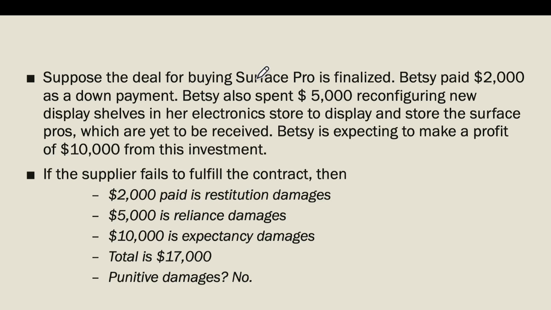Now in this case, what would be the nature of damages? First of all, the $2,000 which Betsy paid, the supplier has to return it, and this is called restitution damages. And then Betsy had also spent $5,000 to make shelves, so that would be called reliance damages, which means Betsy was relying on the supplier to provide Surface Pros and she would be using those shelves. This $5,000 would be reliance damages. And then Betsy was expecting to make a profit of $10,000 from this investment. The damages would be $2,000 as restitution damages, $5,000 as reliance damages, and $10,000 as expectancy damages, which means the supplier owes $17,000 as damages to be paid to the buyer.